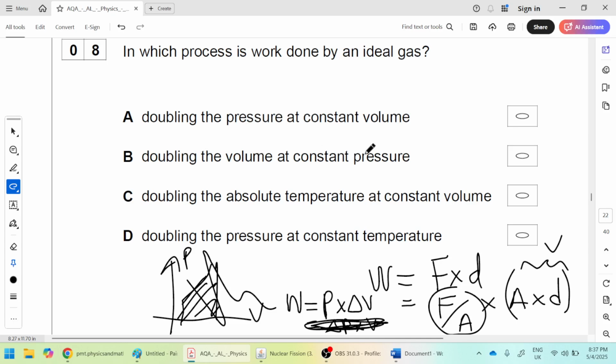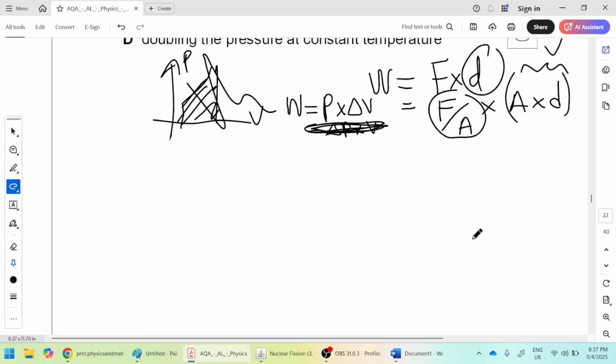Doubling the volume at constant pressure, yeah, that would do the job. Doubling the temperature at constant volume, see, again the thing is constant volume. If the volume is constant, there's no displacement, so no work done. Doubling the pressure at constant temperature, again there's no idea of a displacement, and that's why that's not the answer.